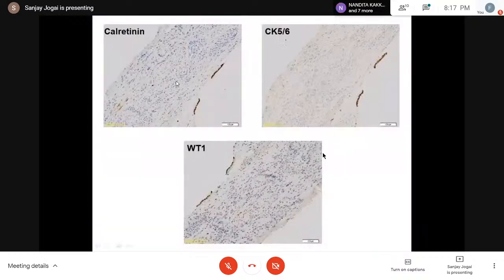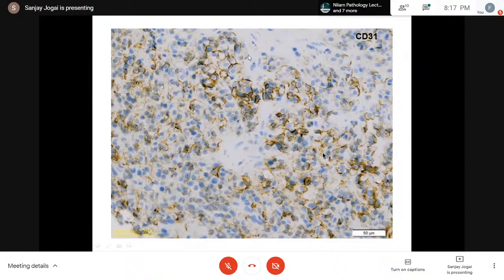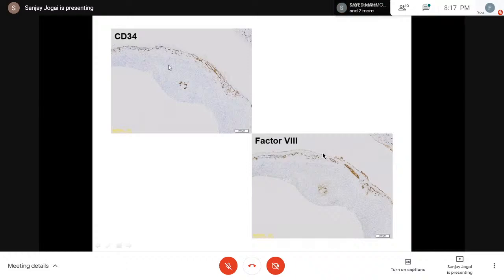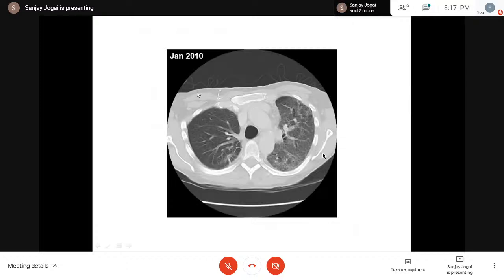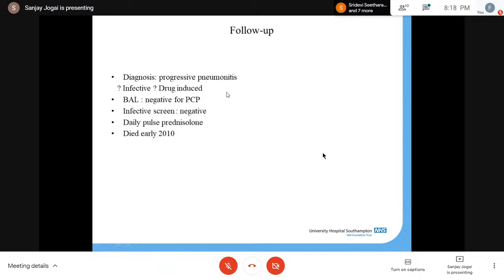And it was an odd case, so it was prudent to do all immunos. Calretinin, CK5/6, WT1 negative, so clearly not mesothelioma. And once again, CD31 was strongly positive. And this is CD34. For some reason, CD34 and factor VIII were both negative. This was the image from November 2009. In 2010, unfortunately, he presented with quite aggressive looking CT, and basically he was diagnosed with progressive pneumonitis. They thought, could it be infective? Could it be drug induced? The infective screen was completely negative, and he died in 2010.